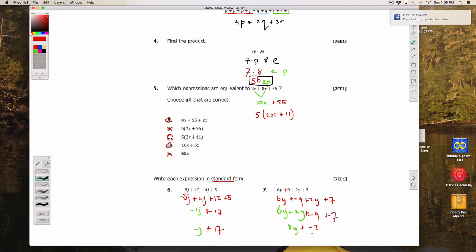You can leave it at that, or you can write it the shortest possible way. The standard form would be 8y minus 2. But 8y plus negative 2 is totally acceptable. 8y plus negative 2 is the same as 8y minus 2. These are both acceptable. That's the end of page 2.